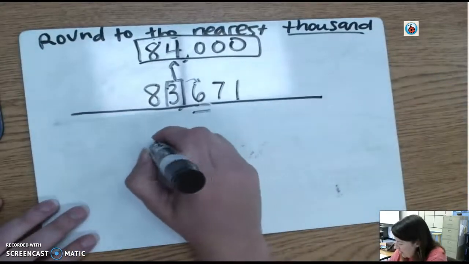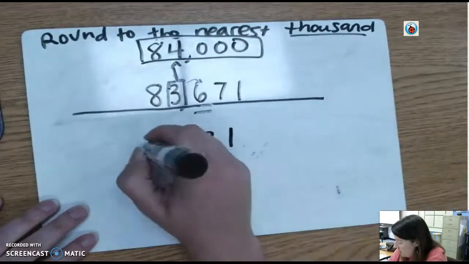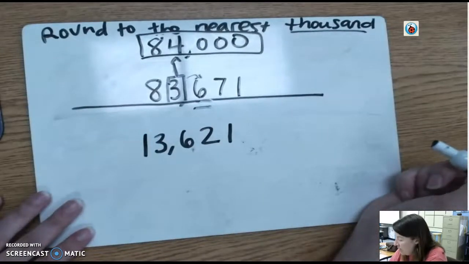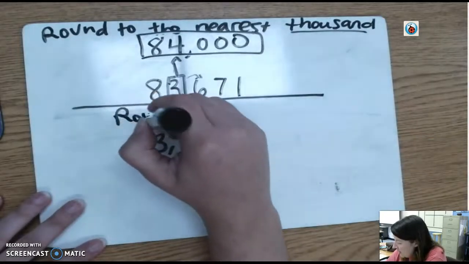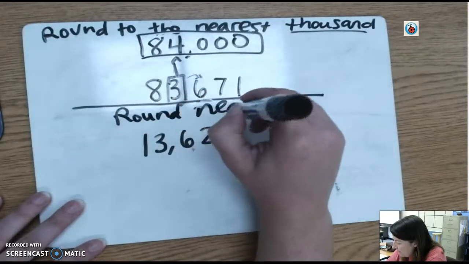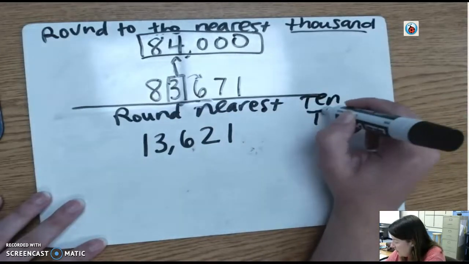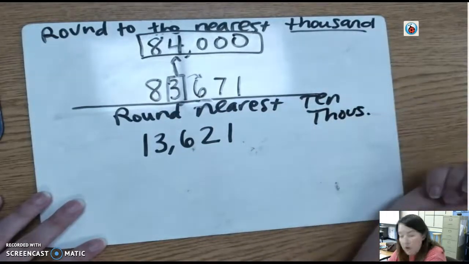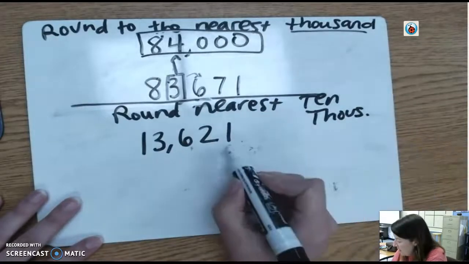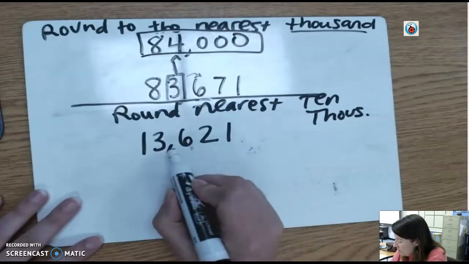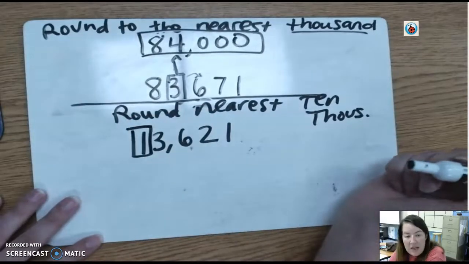Let's say 13,621. I want us to round this to the nearest 10,000, let's say. Let's box in which place value is in the 10,000. So I've got 1, 10, 100, 1,000, 10,000, right? So here's our elevator in the 10,000.